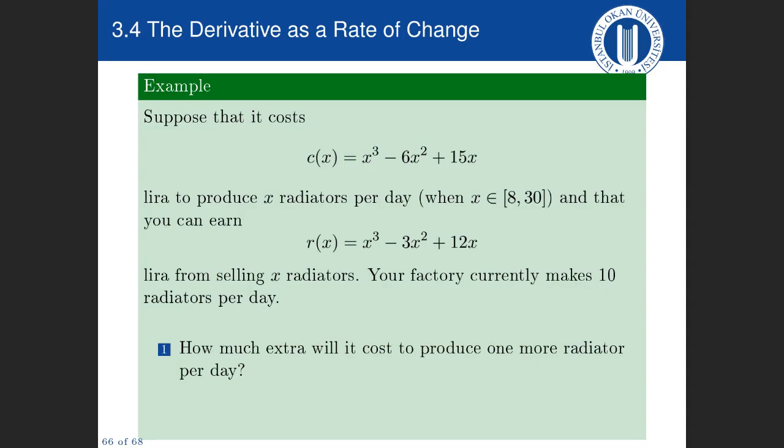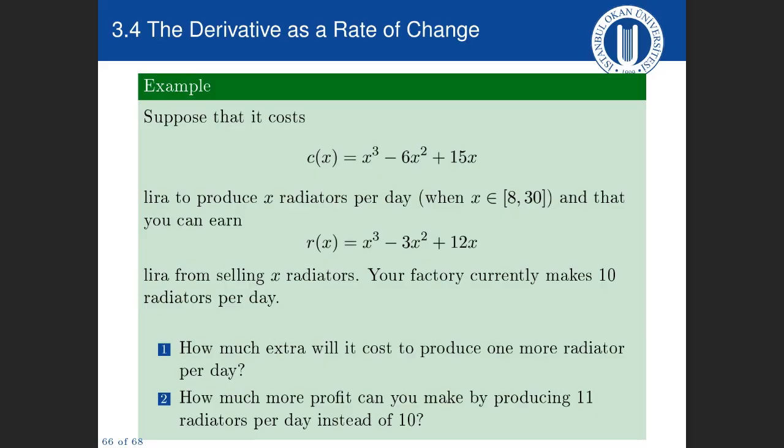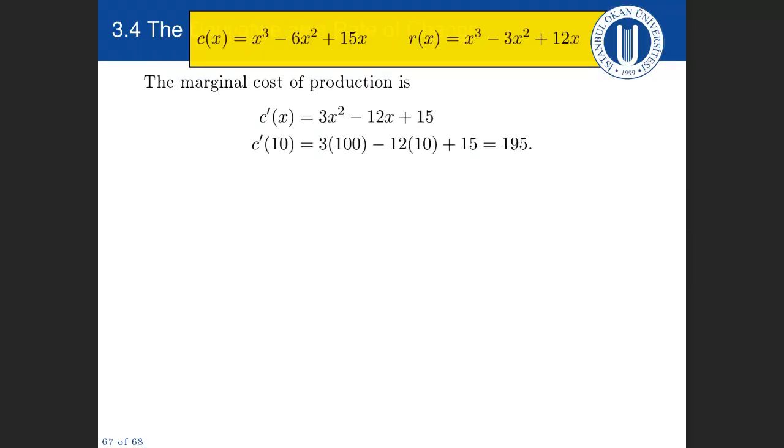Question 1. How much extra would it cost to produce 1 more radiator per day? And question 2, how much more profit can you make by producing 11 radiators per day instead of 10? And we're going to answer this using derivatives. We want the marginal cost of production. That's the derivative of cost. And we want to calculate this when x is equal to 10, when we're making 10 radiators.